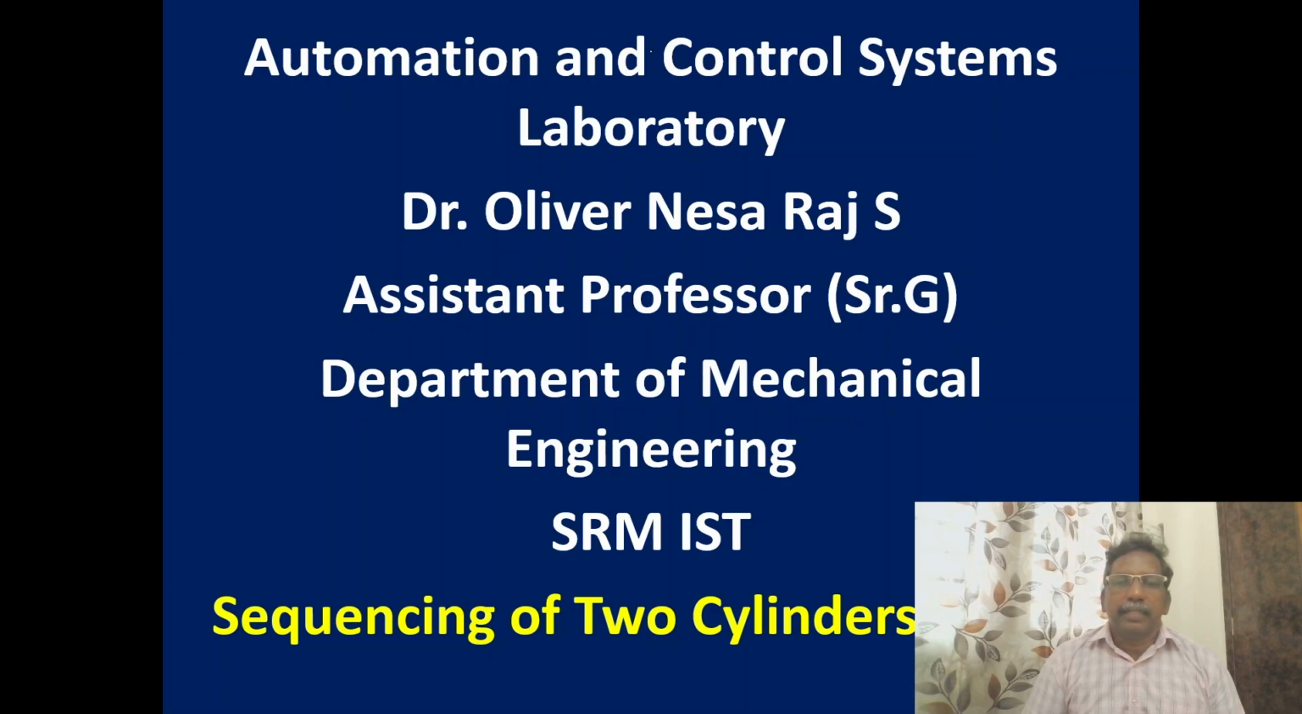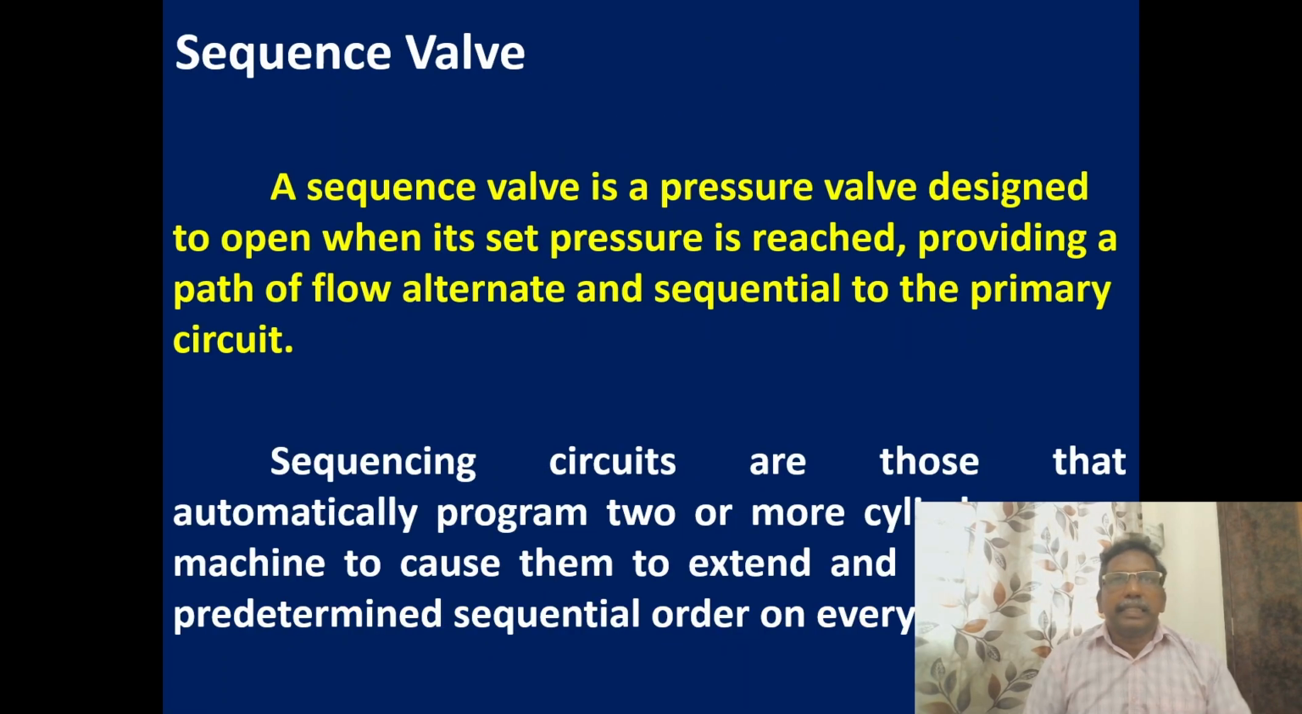Myself, Dr. Oliver, I am going to discuss the sequence valve. What do we mean by a sequence valve? A sequence valve is a pressure valve designed to open when its pressure is reached, providing a path of flow alternate and sequential to the primary circuit. It is one type of pressure valve.